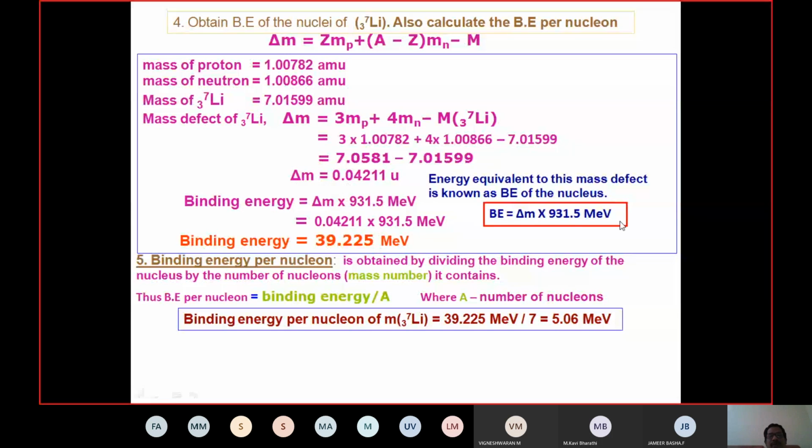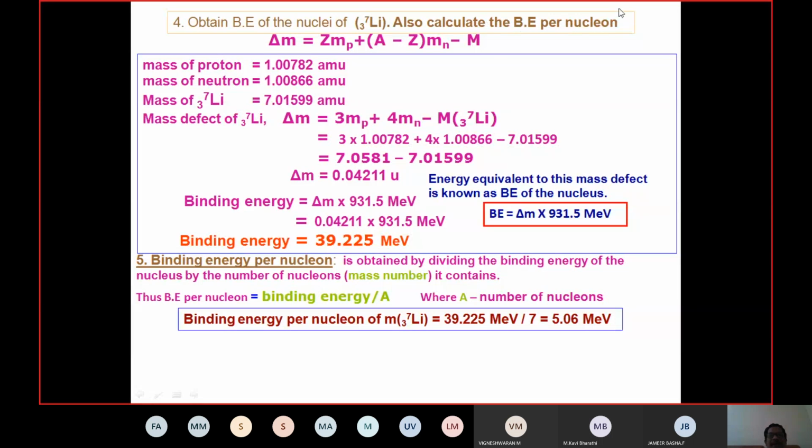One atomic mass unit is equal to 931.5 mega electron volt. So in terms of electron volts, the binding energy formula is del m times 931.5 mega electron volt, and we get the binding energy of lithium as 39.225 mega electron volt.